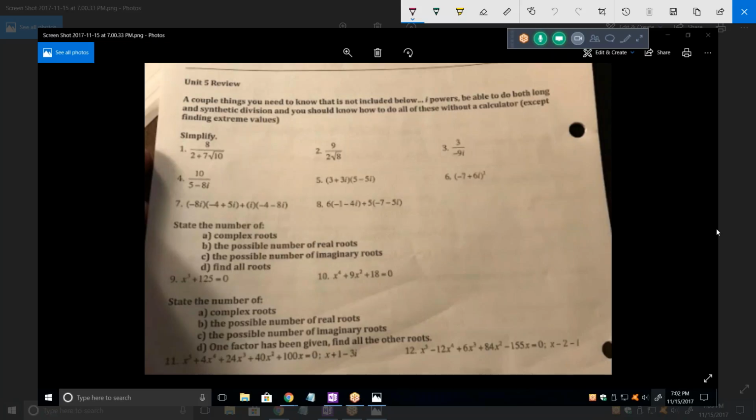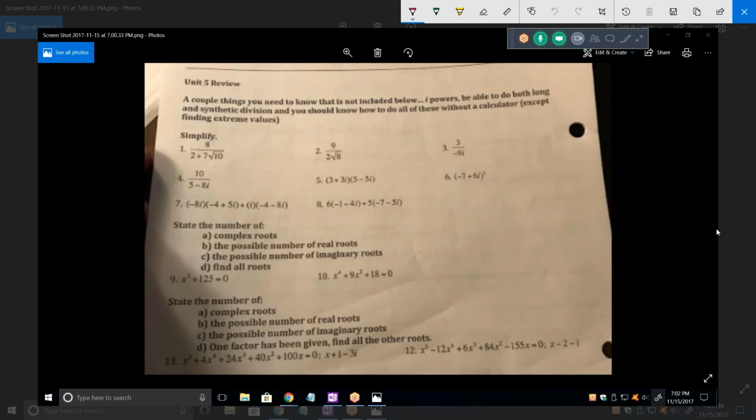So they want you to be able to do both long division and synthetic division. You can't always use synthetic division. But if you're dividing by a linear factor, then you can. I don't think you can use synthetic division when you're dividing by a quadratic.